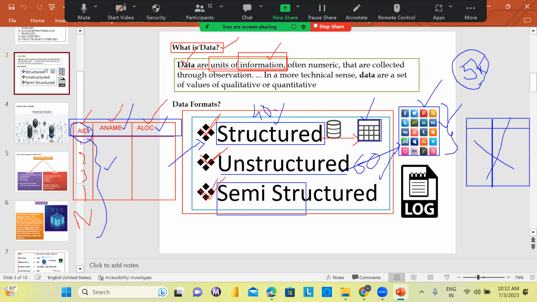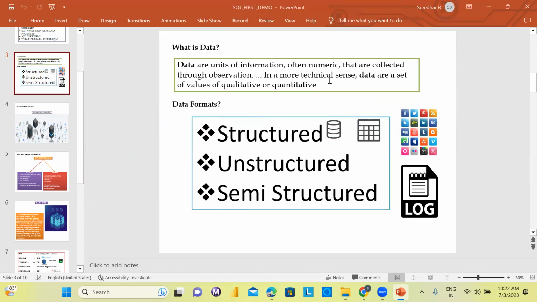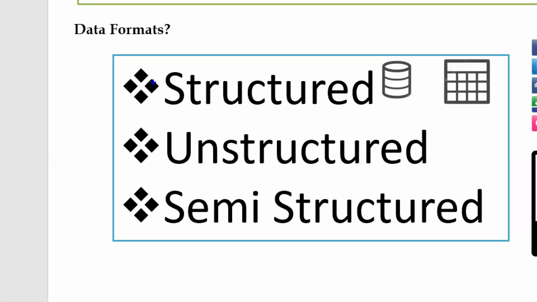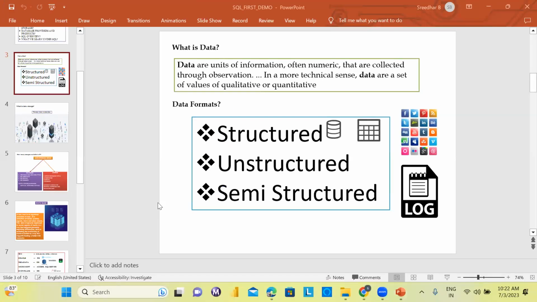Then coming to semi-structured formatted data: sometimes it comes in structured format, sometimes in unstructured format. Throughout the world, take any data in the world, it should come under three categories, three formats: structured, unstructured, or semi-structured formatted data.